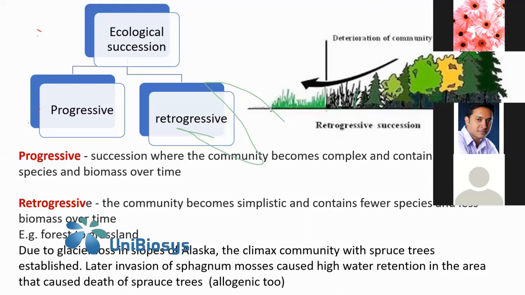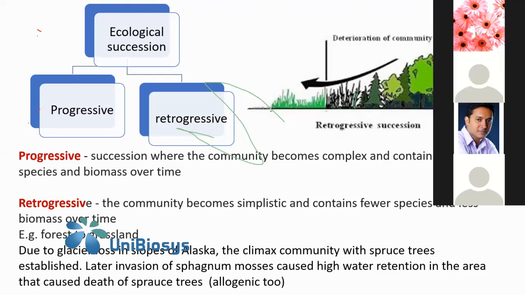So in the case of retrogressive succession, in Alaska, what happened? As I told you, spruce trees were the climax community that established. But later on, what happened? Sphagnum mosses. Have you heard of sphagnum mosses?